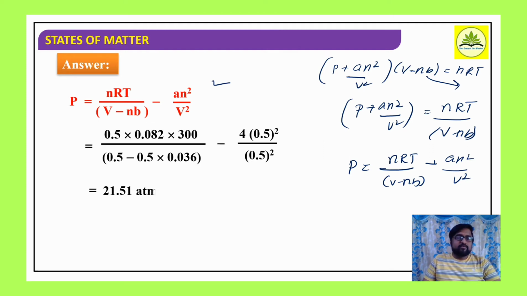n is how much? 0.5. R value 0.0821, into T 300 Kelvin, divided by V, how much? 0.5 liter they said, minus n, number of moles 0.5, b is 0.036 liter per mole, minus a, how much? 4, n² where n is 0.5 whole square, V is 0.5, V² is 0.5 whole square. So these 0.5 squares cancel each other. If we simplify this, we get 21.51 atmosphere as the pressure.